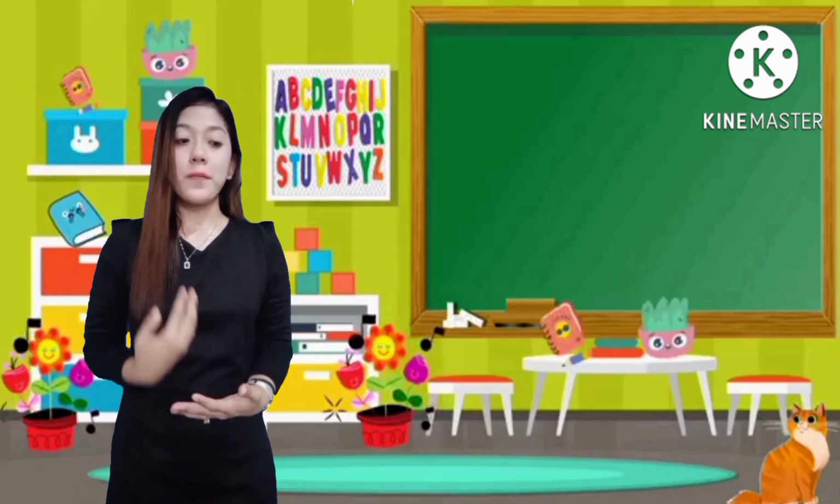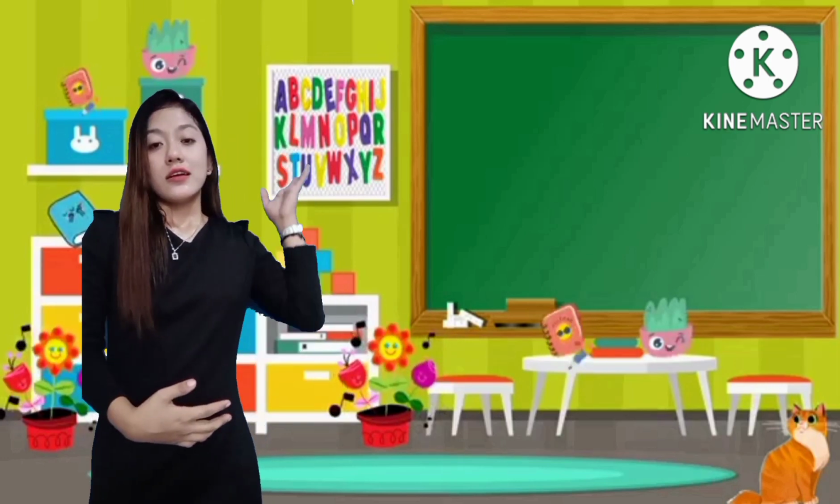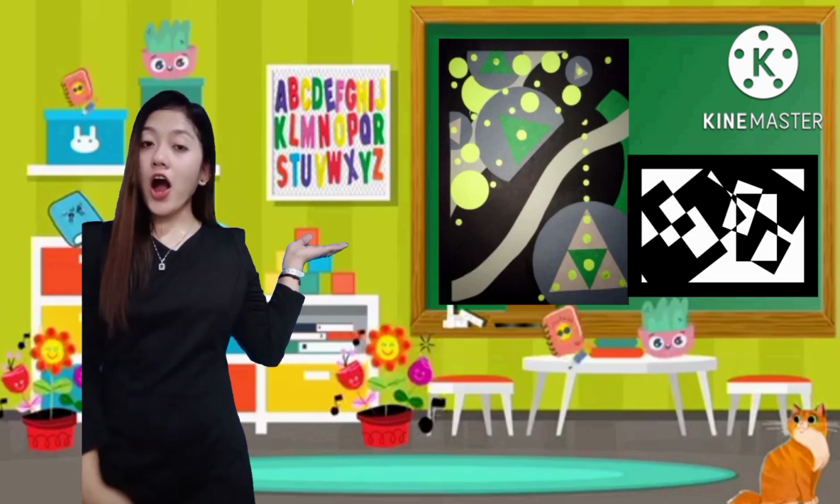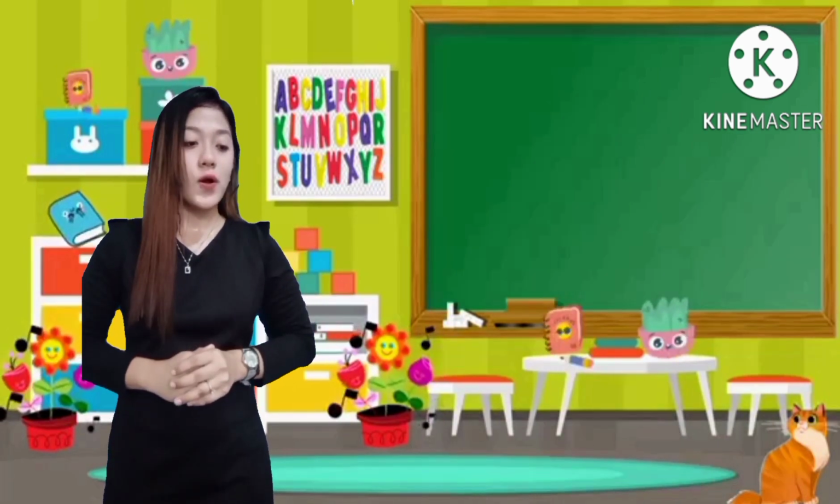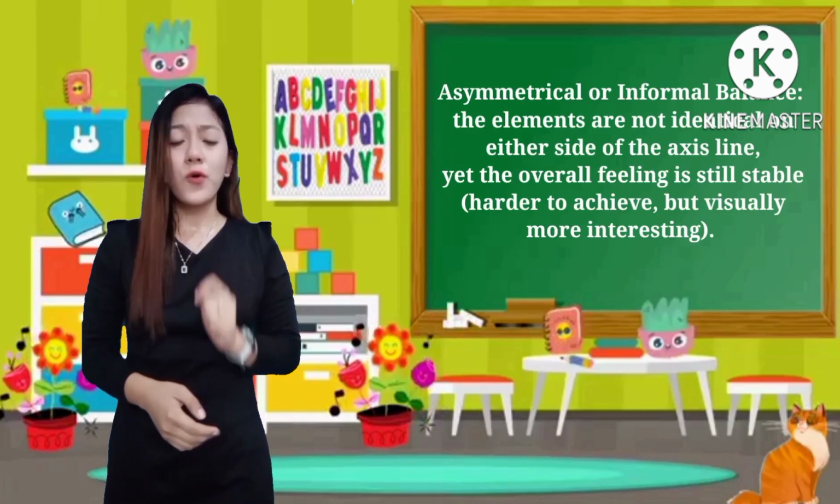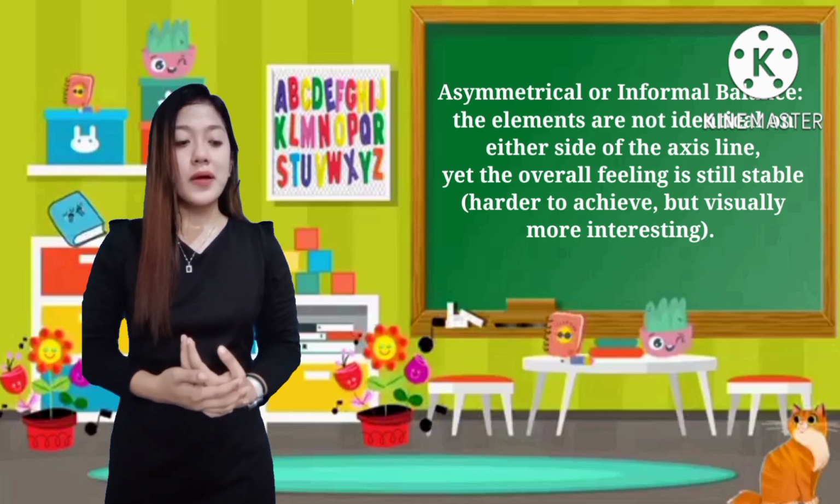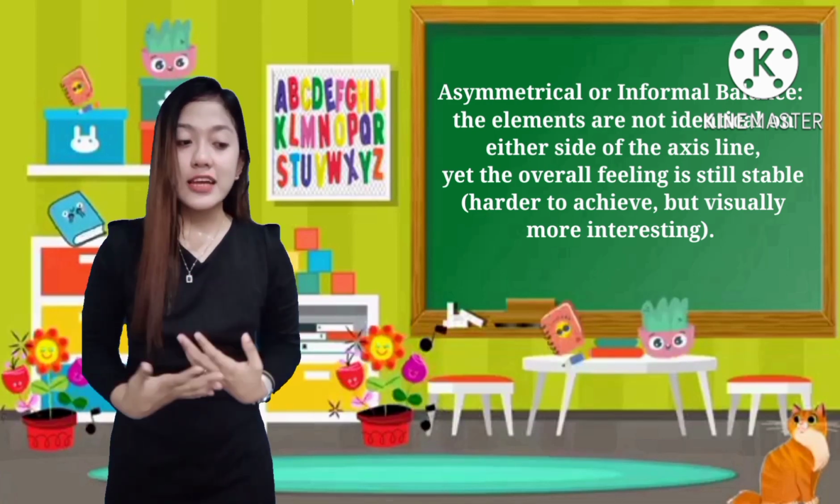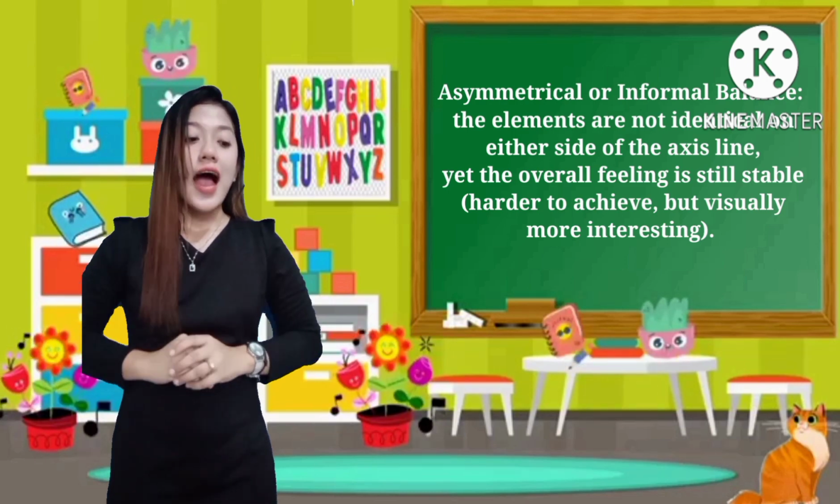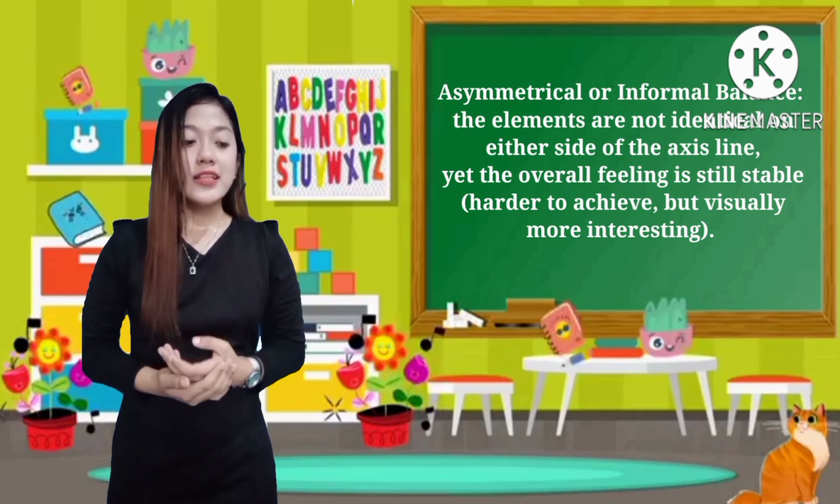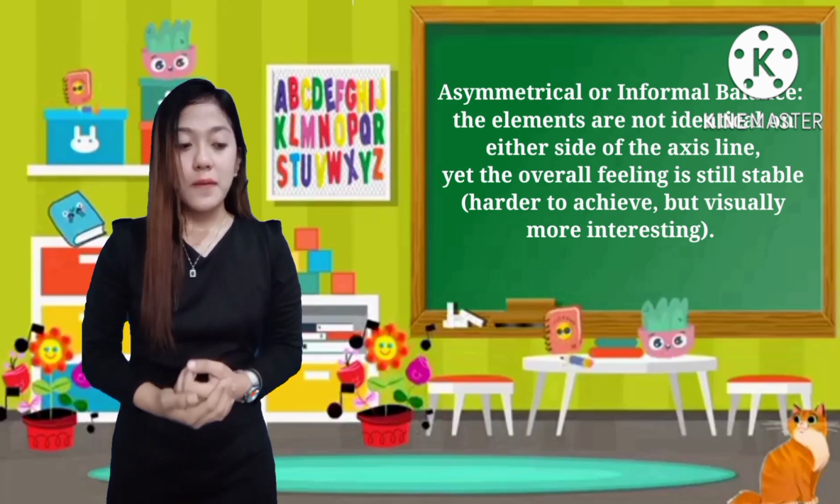asymmetrical or informal balance. Here are examples of asymmetrical or informal balance. When we say asymmetrical or informal balance, the elements are not identical on either side of the axis line. Yet, the overall feeling is stable.